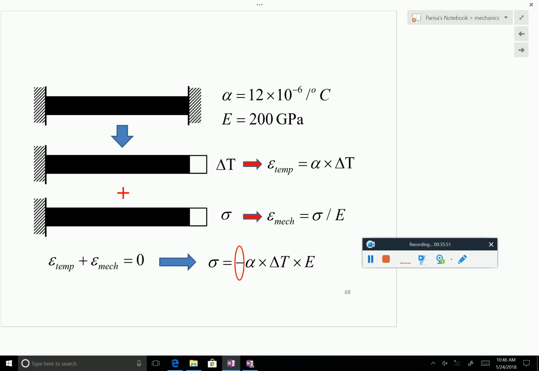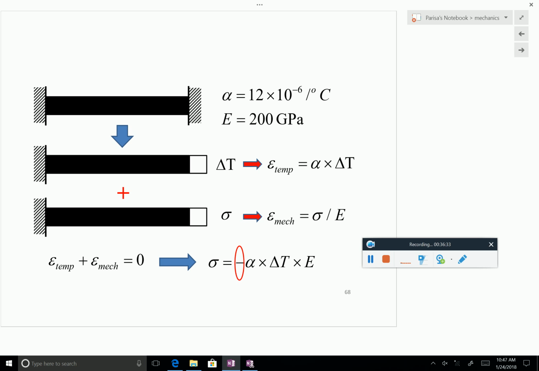In a situation like that, you think first, okay, I take the wall off. It will deform alpha times delta t, just because of temperature. But then there is a compressive strain, and it comes from the wall reaction to this strain. And it is sigma over E. We know how to do that. And we see that nothing changes. This is not going to elongate because this stress pushes this back. So for that to hold, these two have to be equal.